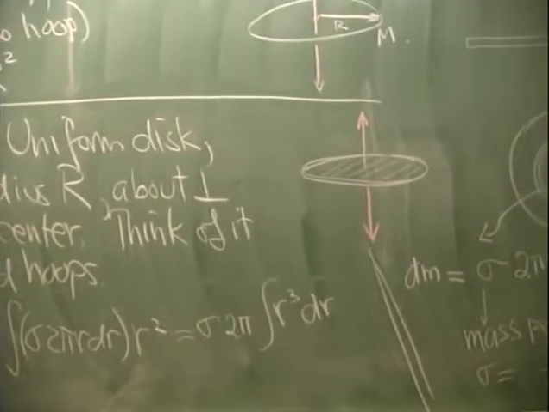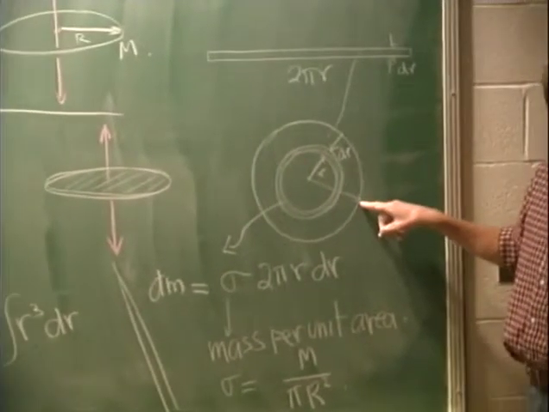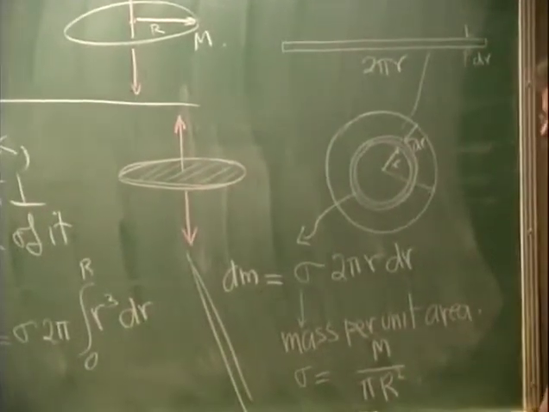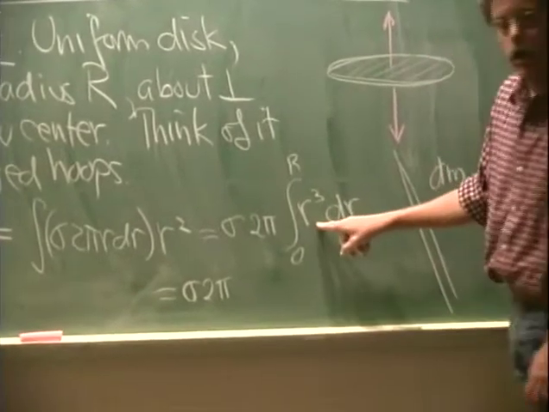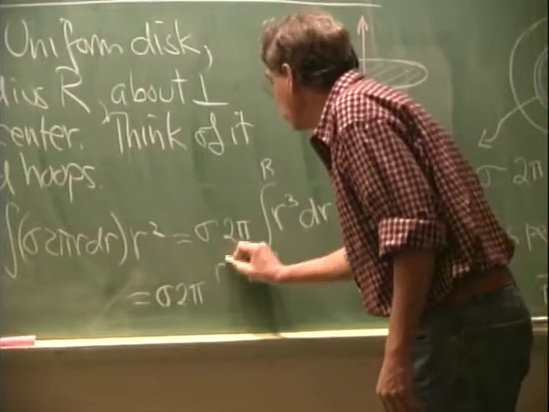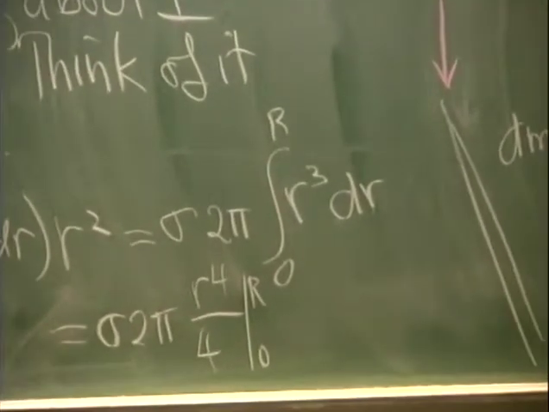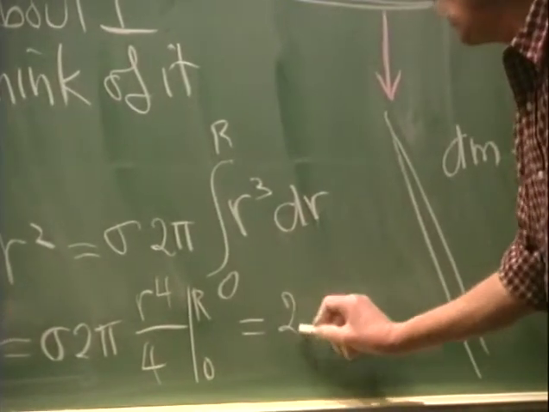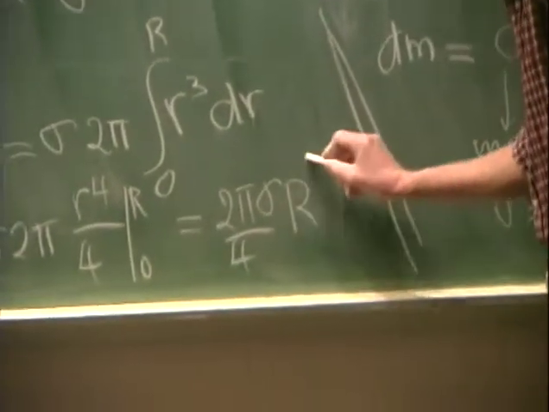Limits on the integral? Well, I'm going to go from 0 all the way up to the full radius of the disk, so it's 0 up to R. Very well. Sigma times 2 pi, the integral of r cubed, r to the 4th over 4. So this would be r to the 4th over 4, evaluated at the limits 0 and capital R. At the lower limit, I'm not going to get anything. At the upper limit, I get capital R. So this is 2 pi sigma over 4 times R to the 4th.